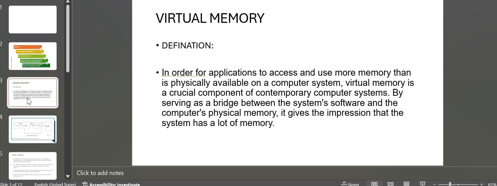And here is the definition of virtual memory. It allows applications to access and use more memory than is physically available on a computer system. Virtual memory is a crucial component of contemporary computer systems, serving as a bridge between the system software and the computer's physical memory. It gives the impression that the system has a lot of memory.